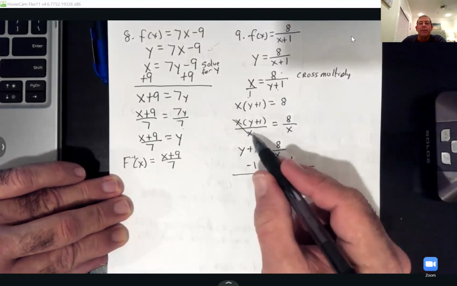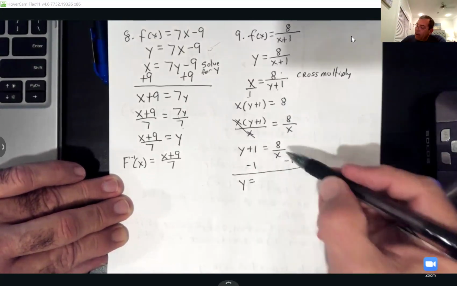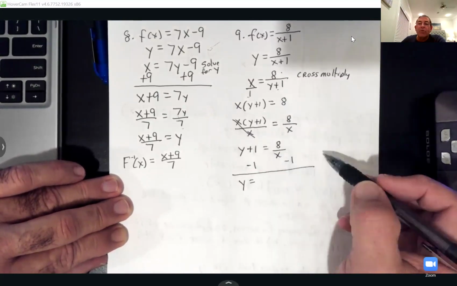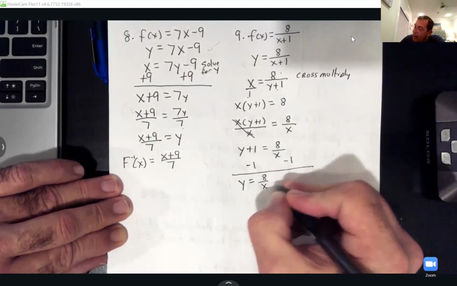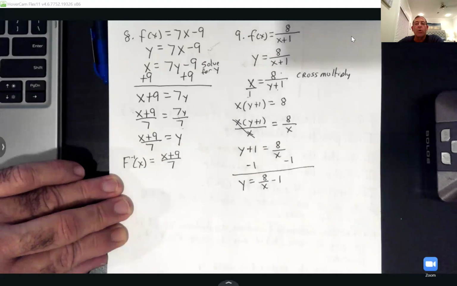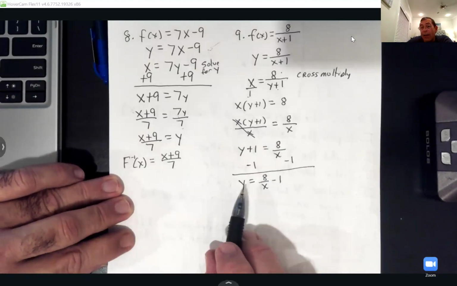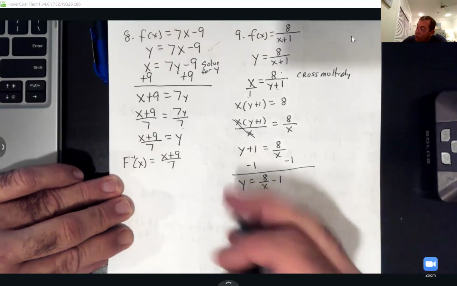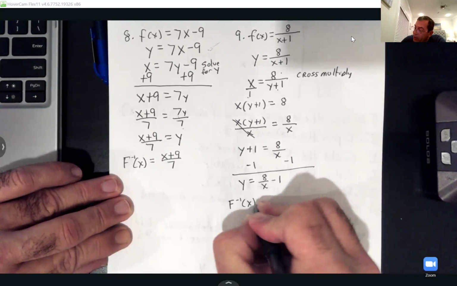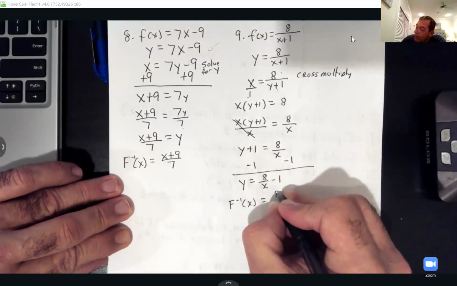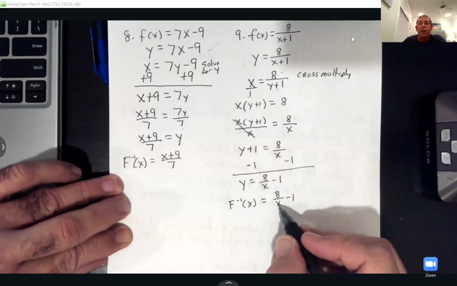So that cancels, leaving the y. And y'all, that's an 8 over x minus 1. We can't do nothing with that, so we're going to leave that at 8 over x minus 1. We now solve for the y. So now replace our y with our f inverse notation. And in MATLAB, we're going to put 8 over x minus 1, okay?